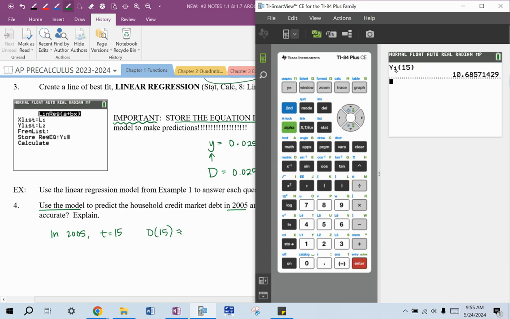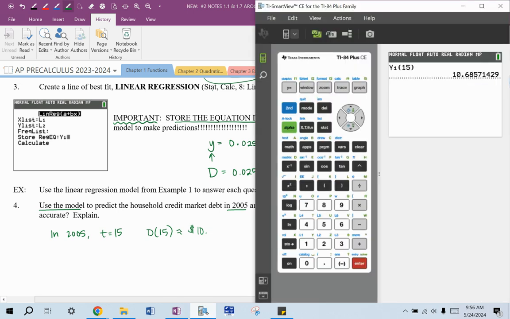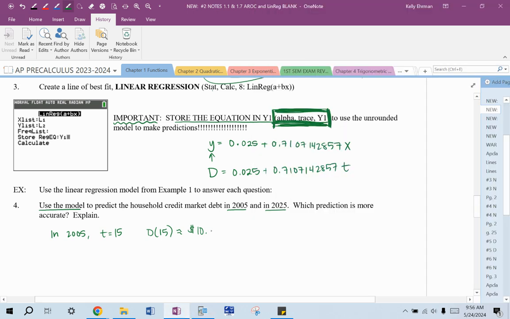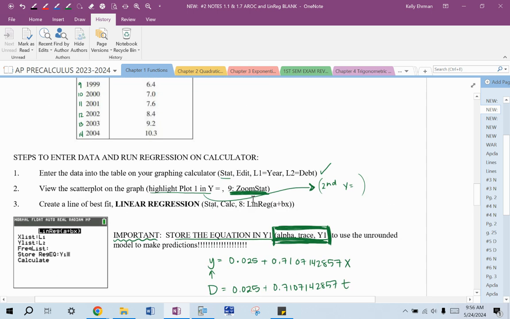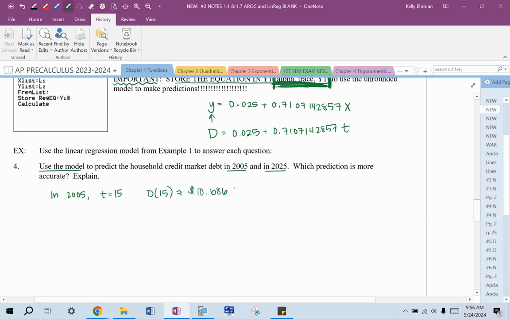The calculator knows what y1 is equal to because we stored it, and plugging 15 in, this is what you get, right? So for our final answer, we used our unrounded equation to predict this. We're going to get 10.686. We always round to 3 places for our AP exam. And that's this year for pre-calc and next year for calculus. And then we need to label this properly. Remember, D is measured in, it tells you in the problem, trillions of dollars. So 10.686 trillion, and I already put the dollar sign in there.